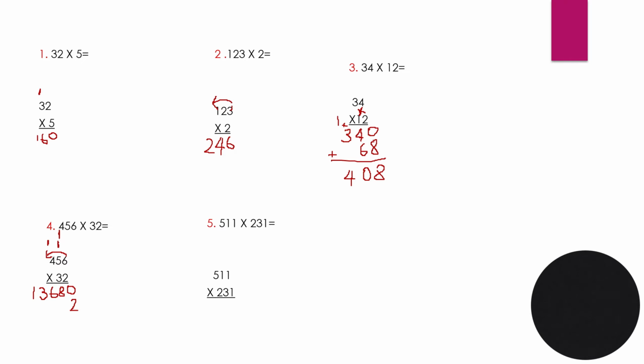So 2 5s 10 plus 1 is 11. Bring down the 1 and carry the 1, right? So 2 4s 8 plus 1 is 9. So here we write the 9, and now we reach the stage where we're going to add everything that we have so far.